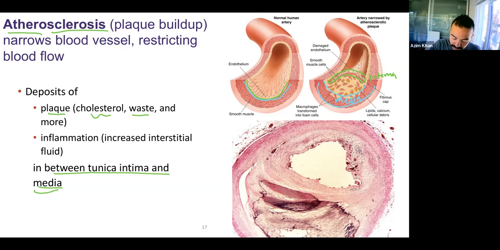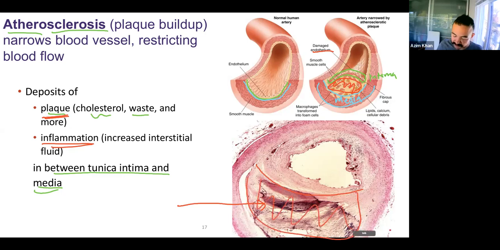We have damaged epithelium. We have our plaque building up deep to the tunica intima. Not only do you have plaque buildup, but you also have inflammation. What's included in inflammation is an increase in interstitial fluid. You'll learn about the specifics when you get to physiology. In our histology over here, you can see that irregular looking plaque in this space.